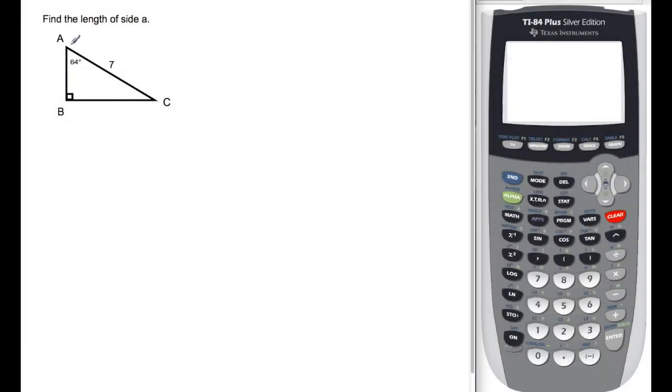This exercise is asking us to find the length of side A. So it's a right triangle, we've got an angle and a side length. This is a basic trig problem.